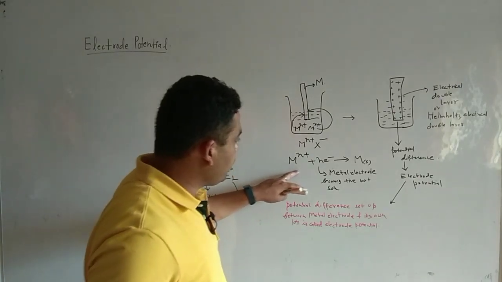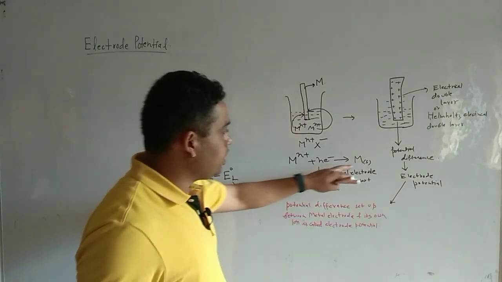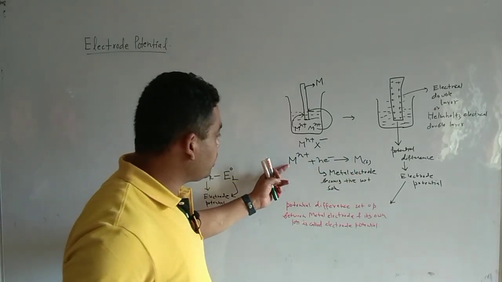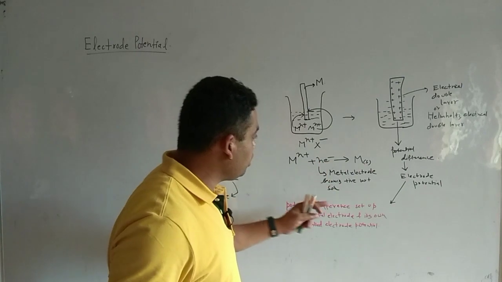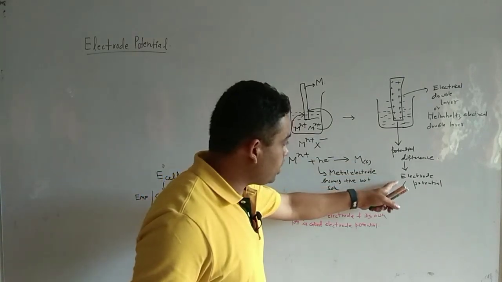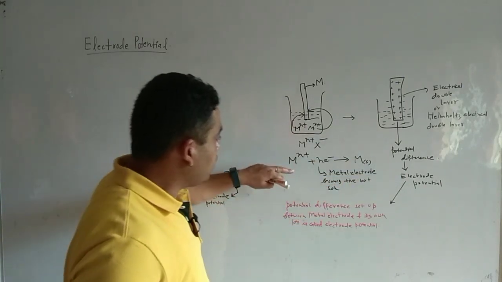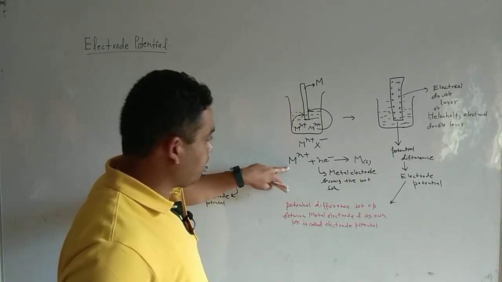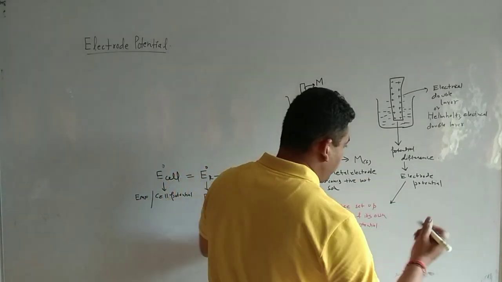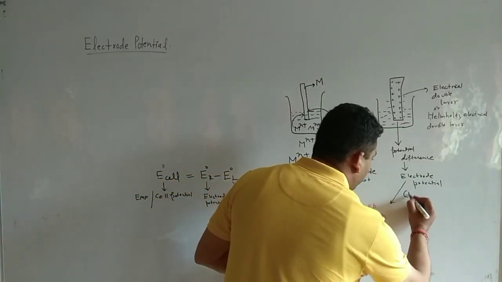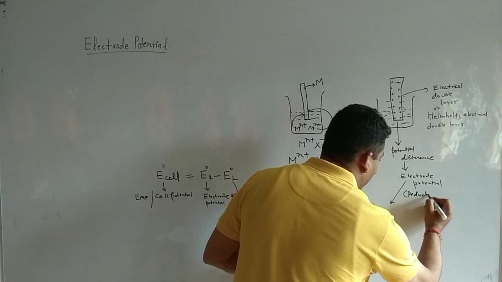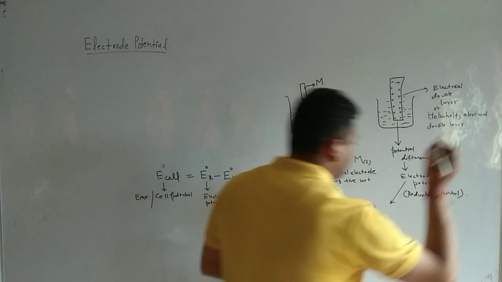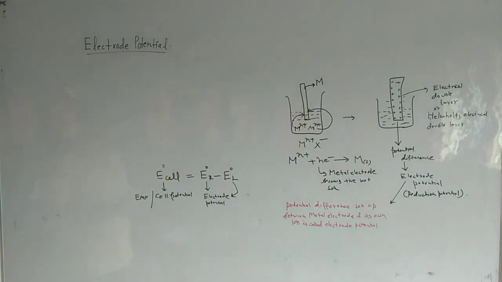And you can focus: what kind of reaction is this? This is a reduction process. In reduction, the oxidation number is decreasing. So for the setup of this electrode potential, this reduction reaction is responsible. This electrode potential is known as reduction potential. Right, so this is how we can define reduction potential.